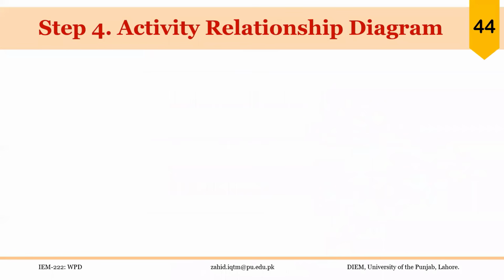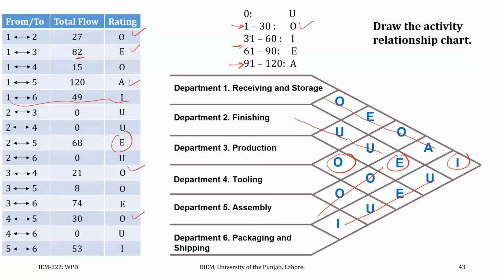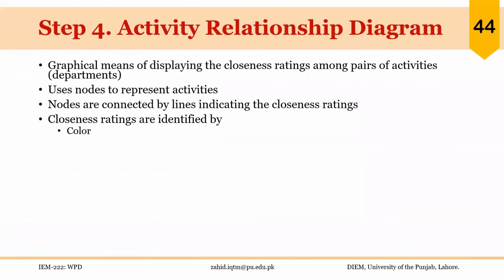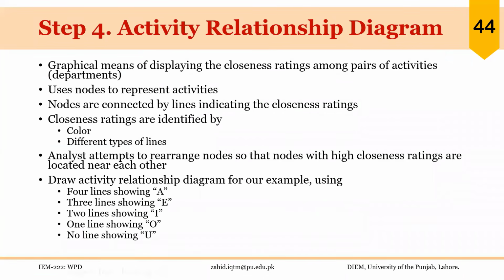So the next step is to make activity relationship diagram. So this was activity relationship chart. So using this chart and these ratings, we can construct activity relationship diagram. So this diagram is actually graphical means of displaying the closeness ratings among pairs of activities or departments. It uses nodes to represent activities, and nodes are connected by lines indicating the closeness rating.